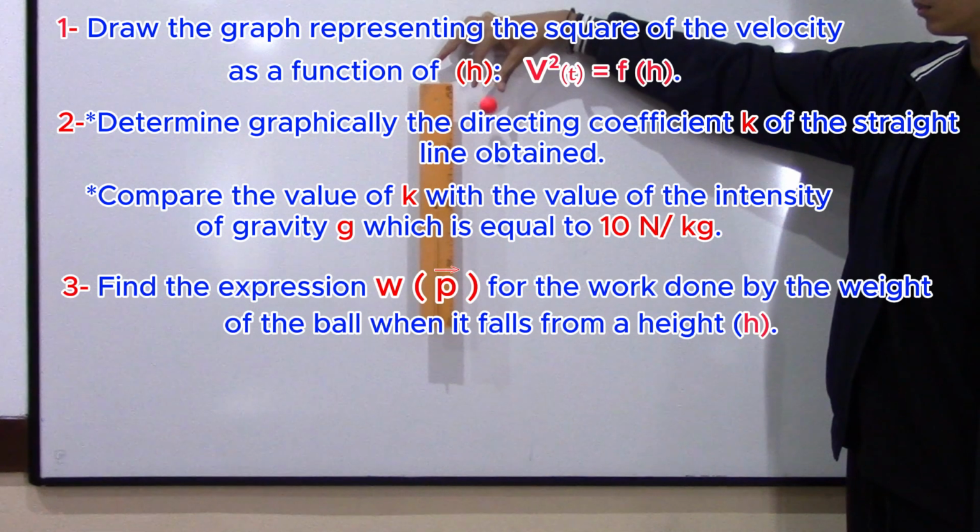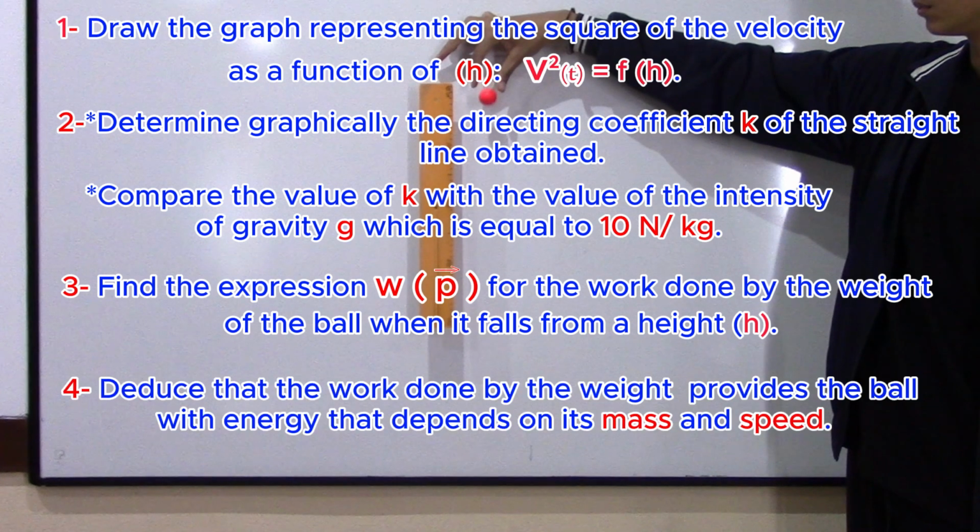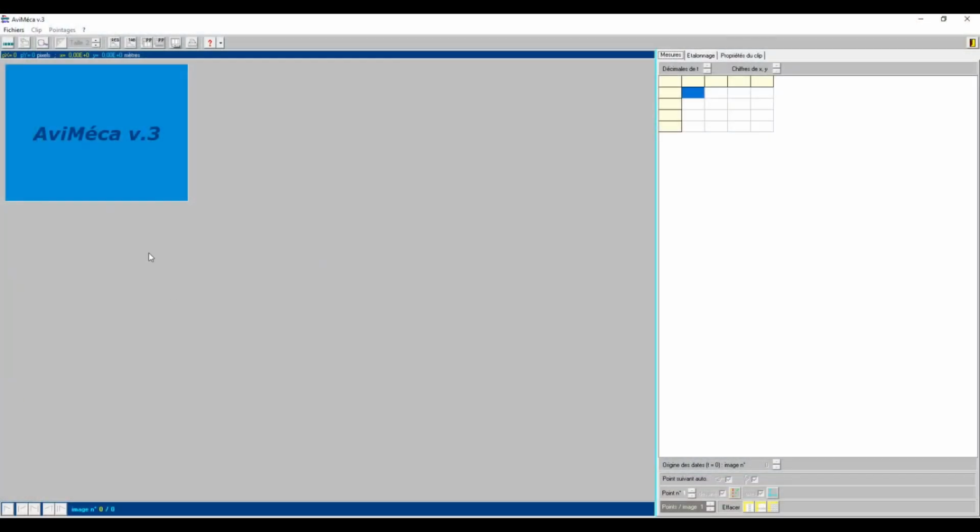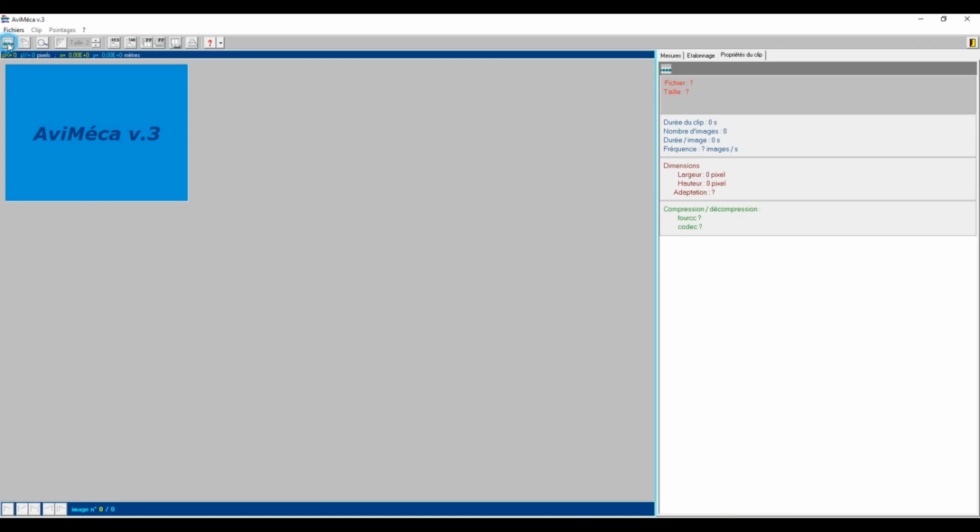Find the expression for the work done by the weight of the ball when it falls from a height, h. Deduce that the work done by the weight provides the ball with energy that depends on its mass and speed. To do this, first carry out the experiment.